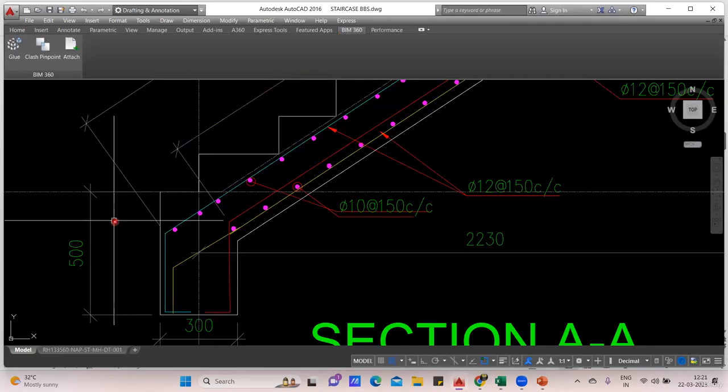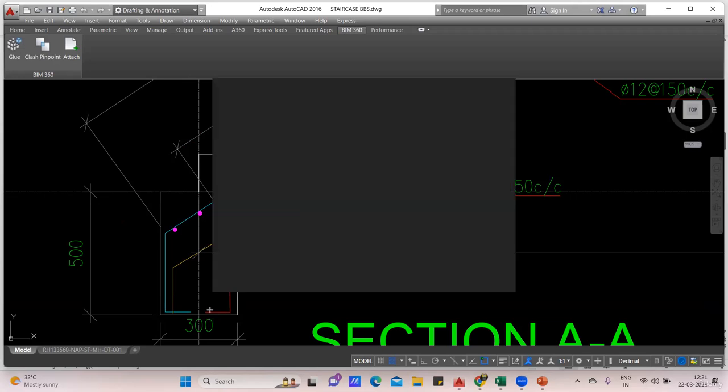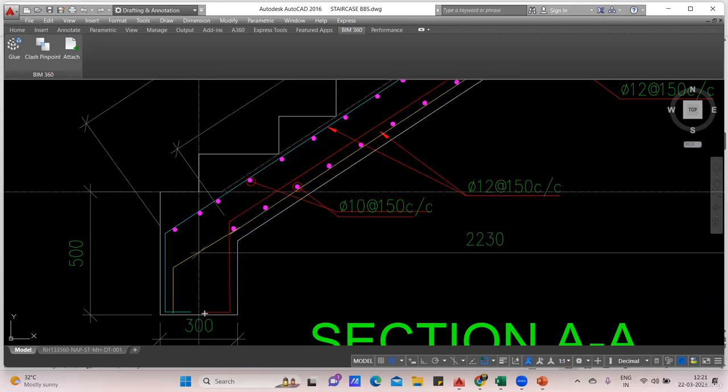So what we'll do: overall depth 500 minus only the bottom cover. If I do that, I'll get this straight portion height. Got it? Fine. Now the last portion that is left is this portion. How you will find it is very simple. This width is given as 300. From the 300, I deduct the cover from both sides, one cover from here and one cover from here, and whatever answer I get, if I take 2/3 of that, I'll get this particular length.